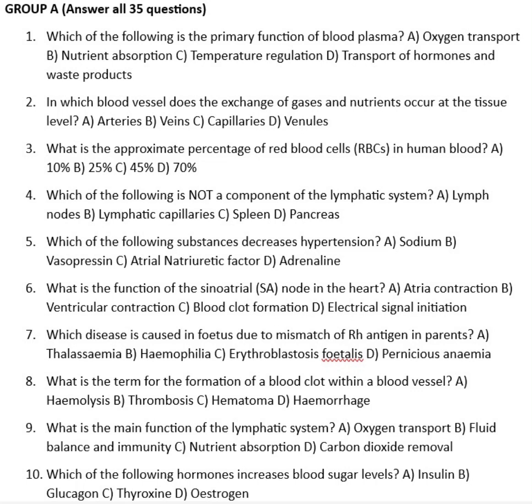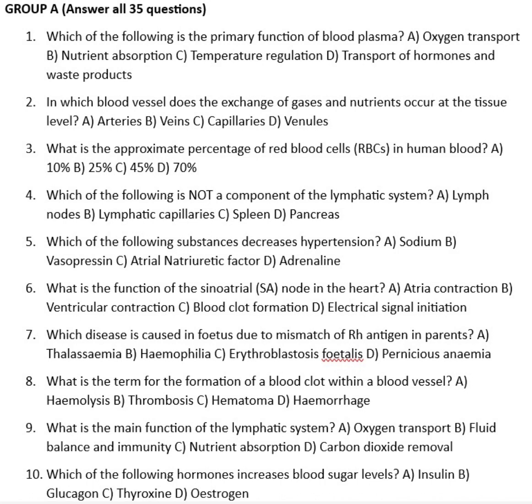Full paper questions on body fluids and circulation. Group A. Answer all 35 questions. 1. Which of the following is the primary function of blood plasma? A. Oxygen transport. B. Nutrient absorption. C. Temperature regulation. D. Transport of hormones and waste products.